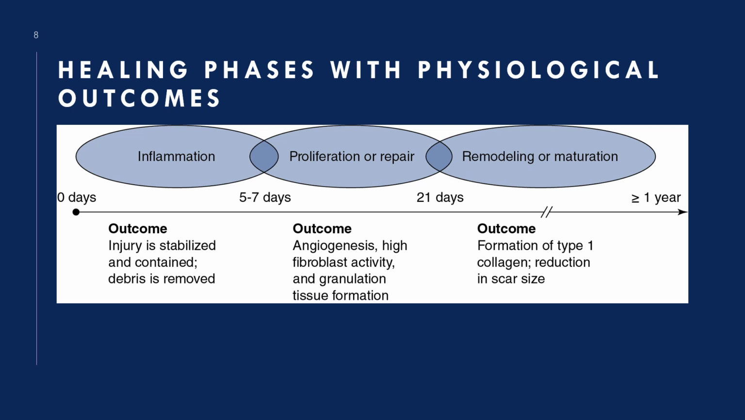This is a great graphic for showing the healing phases with physiological outcomes. These physiological outcomes collectively contribute to the restoration of tissue integrity and functionality after an injury. It's important to note that the healing process can vary in duration and intensity depending on the severity and type of injury, as well as individual factors such as overall health, age, and nutritional status, and the presence of underlying medical conditions. Some injuries may require medical intervention such as sutures, surgical repair, or immobilization to facilitate proper healing.